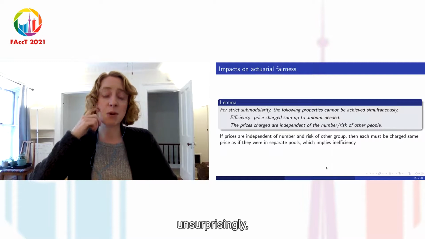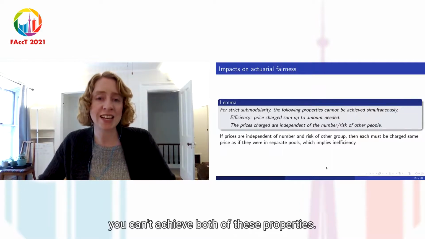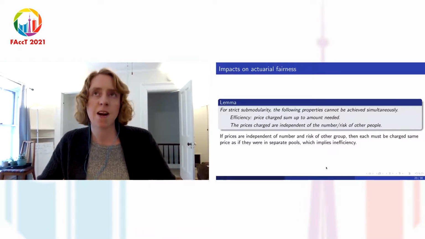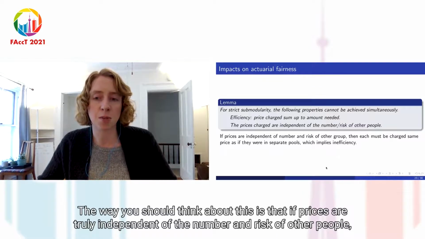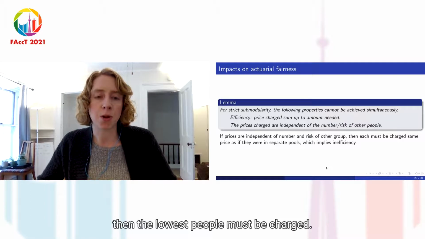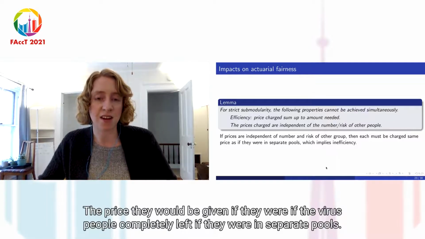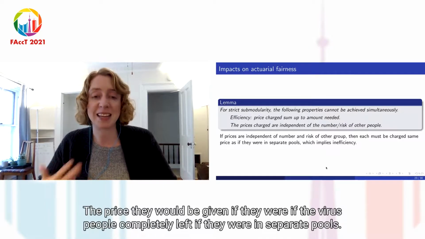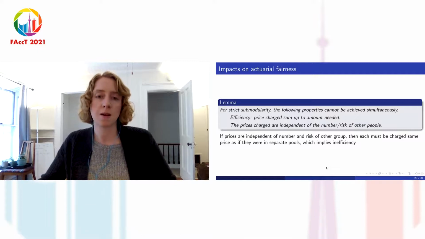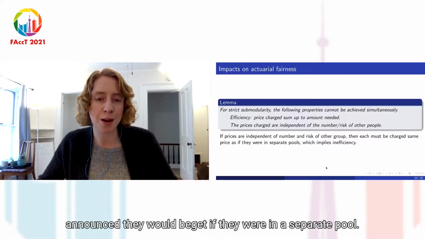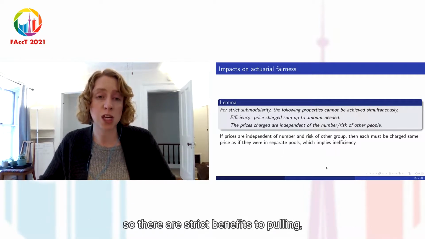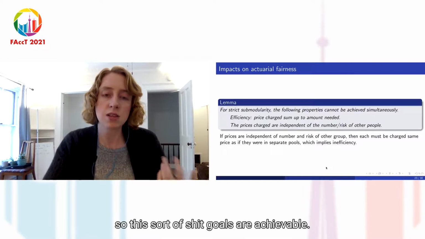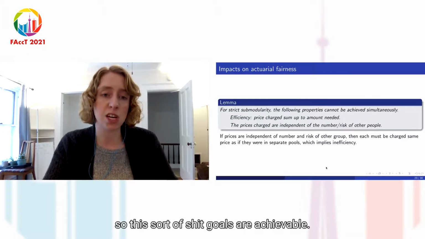So unsurprisingly, when you have strict submodularity, you can't achieve both of these properties. And the way you should think about this is that if prices are truly independent of the number and risk of other people, then the low-risk people must be charged the price that they would be given if the high-risk people completely left, if they were in separate pools. But if every person is charged the amount they would get if they were in a separate pool, this must imply inefficiency because we have strict submodularity, so there are strict benefits to pooling. So these sorts of strict goals aren't achievable.